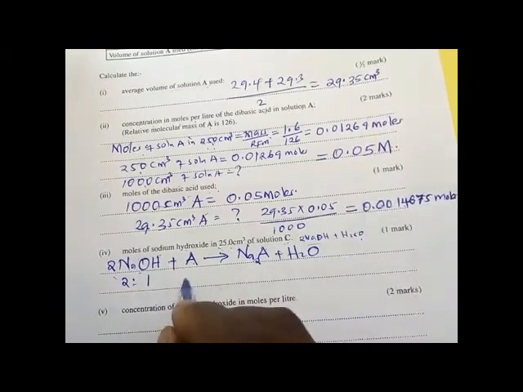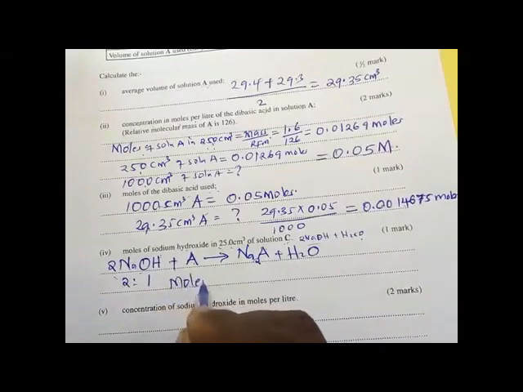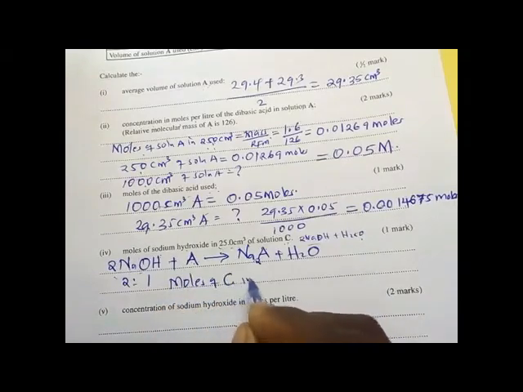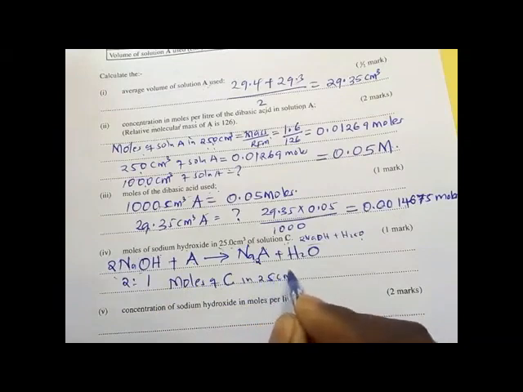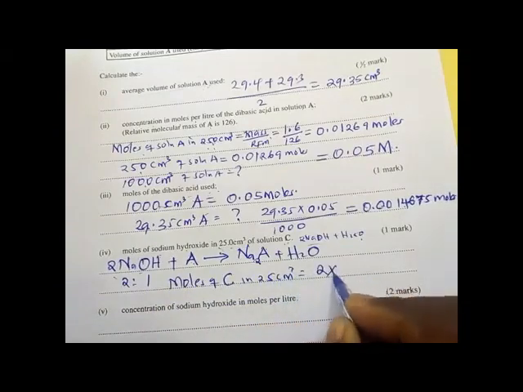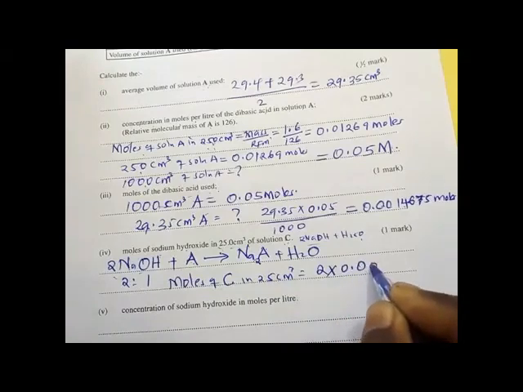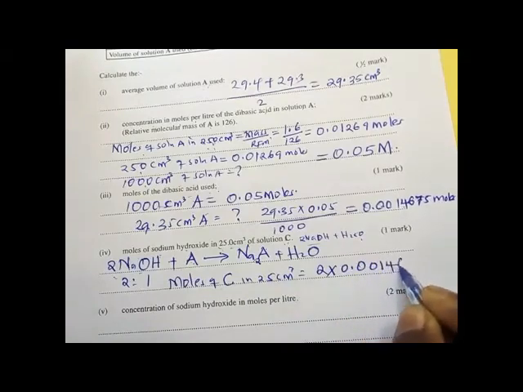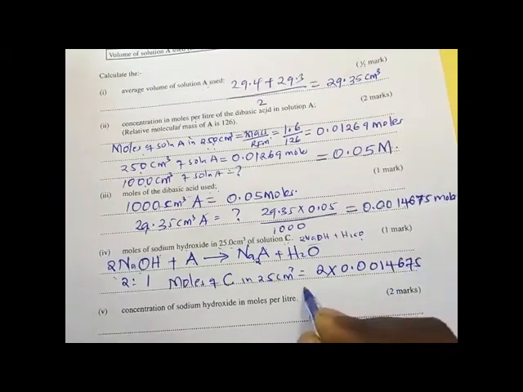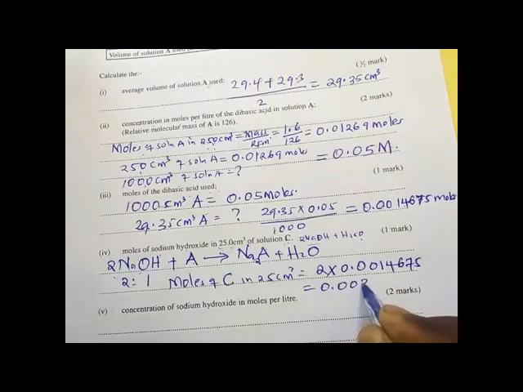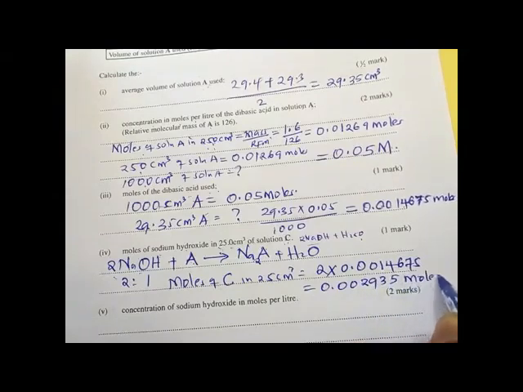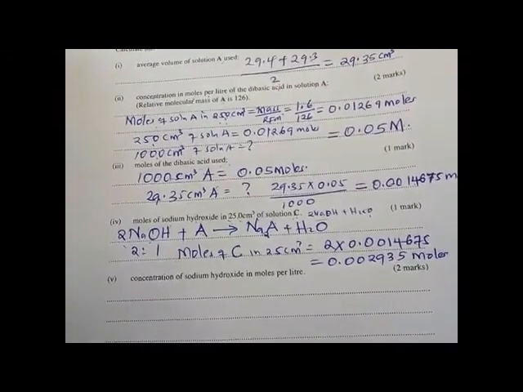So moles of C in 25 centimeters cube equal to 2 times 0.0014675, which is equal to 0.002935 moles. I hope you are getting this point.